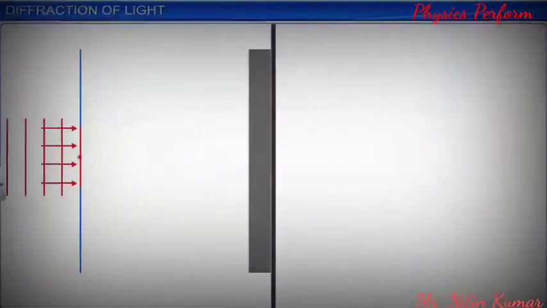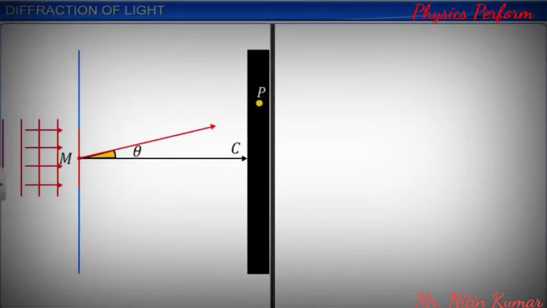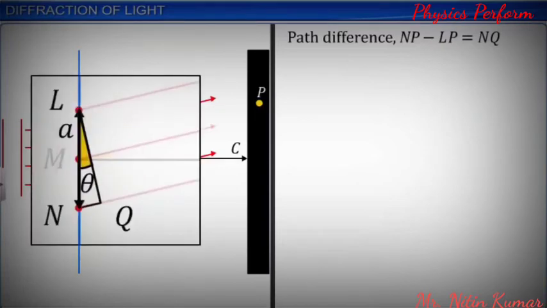Let M be the midpoint of the slit and a straight line passing through M be perpendicular to the plane of the slit, which meets the screen at C. Let the line joining the points M and P make an angle theta with the normal MC. Consider light rays from 2 point sources L and N, separated by a distance a, reaching the point P. The path difference between these rays, NP minus LP, is equal to NQ. From triangle LNQ, NQ is equal to a sin theta.